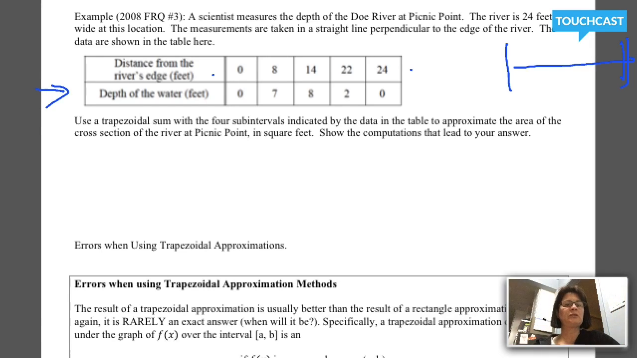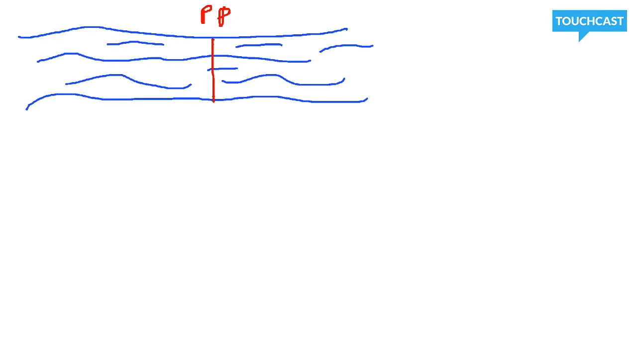So let's draw a picture just to make sure we understand what's going on. There's a river, and there's one place on the river, let's call it Picnic Point, and I'm going to imagine I can walk across this red line, and I have some kind of fancy scientific equipment that can tell me how deep the water is at some point that I'm at across this red line. And I'm going to try to use that to figure out, if I were to slice the river right there, what would the area of the face of that slice be?